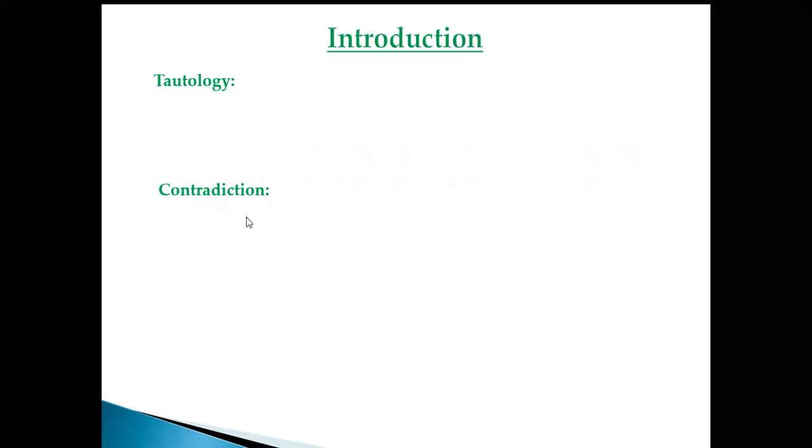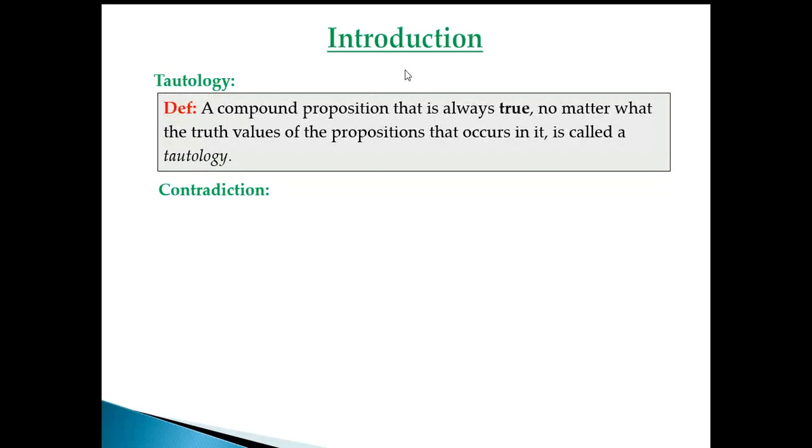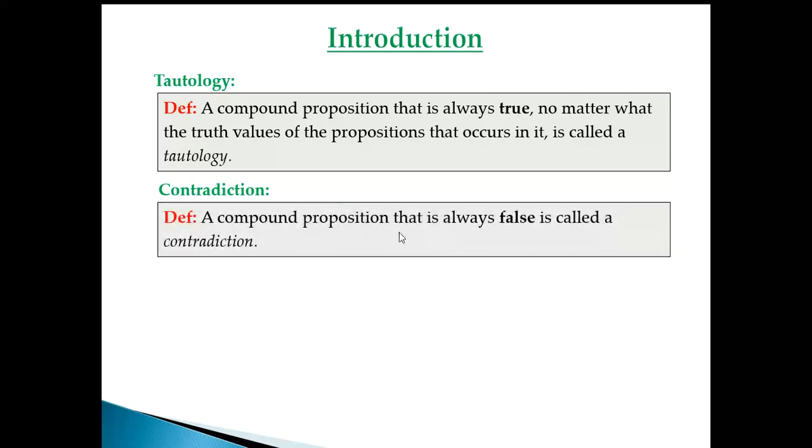So what is a tautology? A compound proposition that is always true. No matter what the truth values of the propositions that occur in it, it is called a tautology. So all our truth values must be true. That is the tautology. And the contradiction: if a compound proposition is always false, it is called a contradiction.